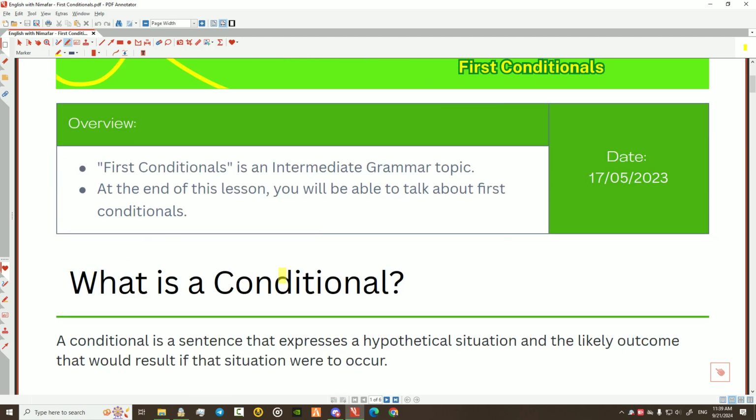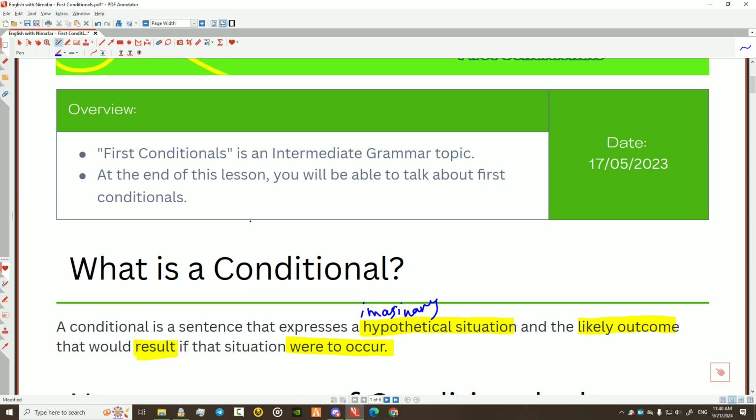So, what is a conditional? Okay, a conditional sentence or a conditional is a sentence that expresses a hypothetical situation. A hypothetical means imaginary. If you don't know, we can say imaginary, fake. And the likely outcome that would result if the situation were to occur. Okay? Maybe you say, okay, that's hard. I don't get it.